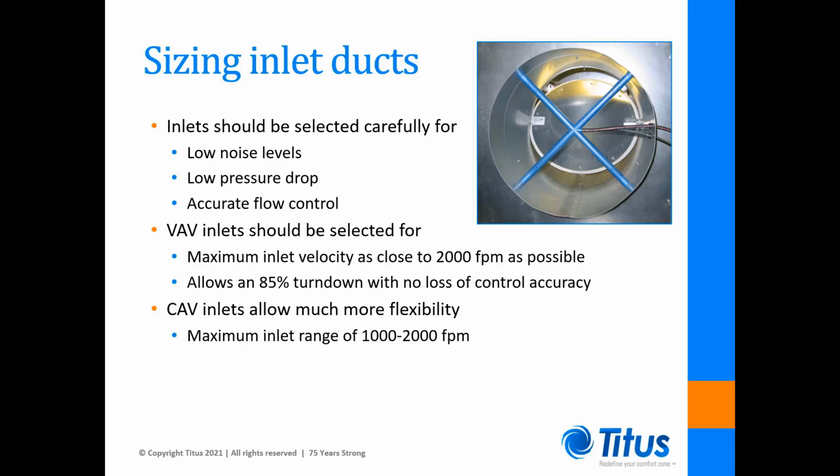But what about inlets handling constant volume? Well, since there's no turn down to consider, it's okay to slightly oversize constant volume dampers in order to achieve lower sound levels. I still try to keep the inlet velocities between 1,000 and 2,000 feet per minute for a constant volume damper.